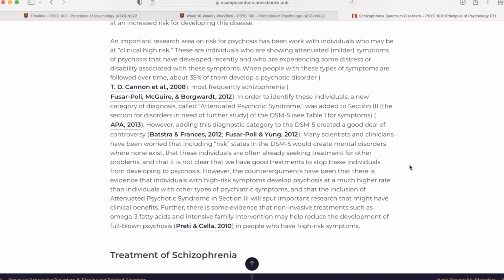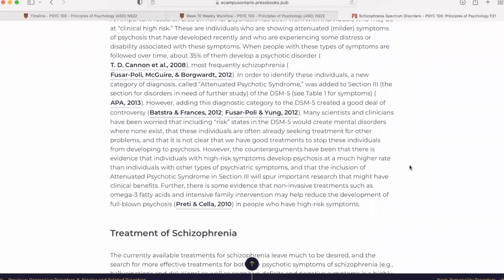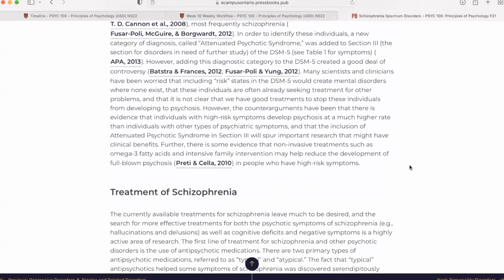However, adding this diagnostic category to the DSM-5 created a good deal of controversy. Many scientists and clinicians have been worried that including risk states in the DSM-5 would create mental disorders where none exist, that these individuals are often already seeking treatment for other problems, and that it is not clear that we have a good treatment to stop these individuals from developing psychosis.